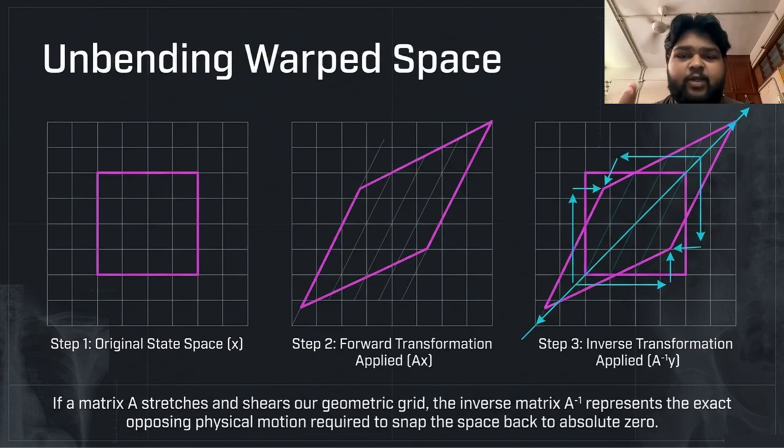On this slide, we can visualize what a matrix transformation actually does to a space. On the left, we start with the original state space. This is our original data, denoted as x. In the middle, we apply the matrix A, which transforms the space. The square is stretched, rotated, and sheared into a parallelogram. This new transformed state is represented by Ax.